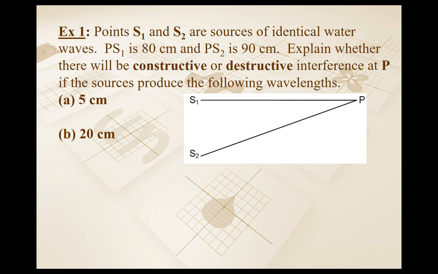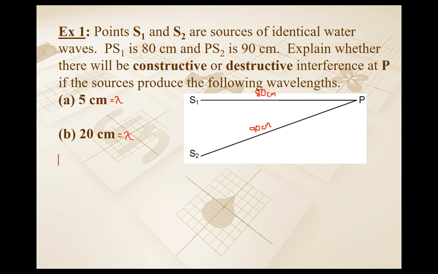Okay, quick example. It says points S1 and S2 are sources of identical water waves. PS1 is 80 centimeters. Well, let's label that. So 80 centimeters. And then PS2 is 90 centimeters. And it says identify if we're going to get constructive or destructive interference at point P if the sources produce the following wavelengths. Okay, so this is my wavelength. The question we're really looking for here is we're going to figure out the path difference to start off with. So let's calculate that.